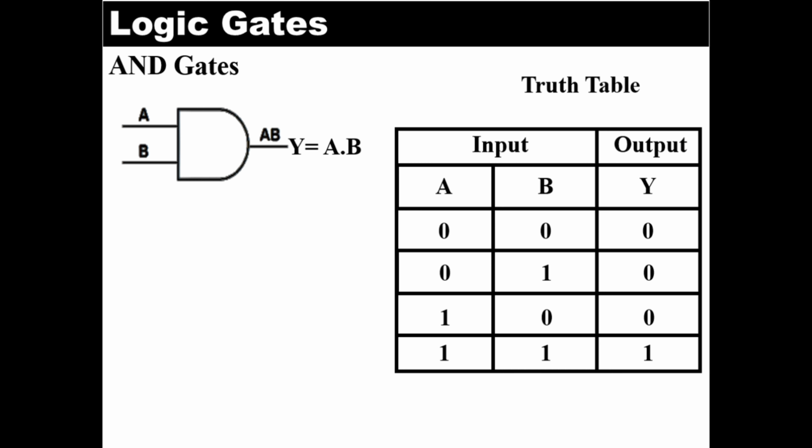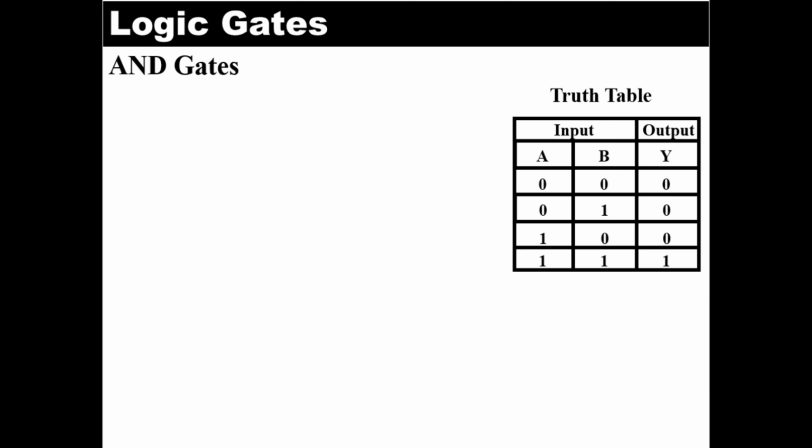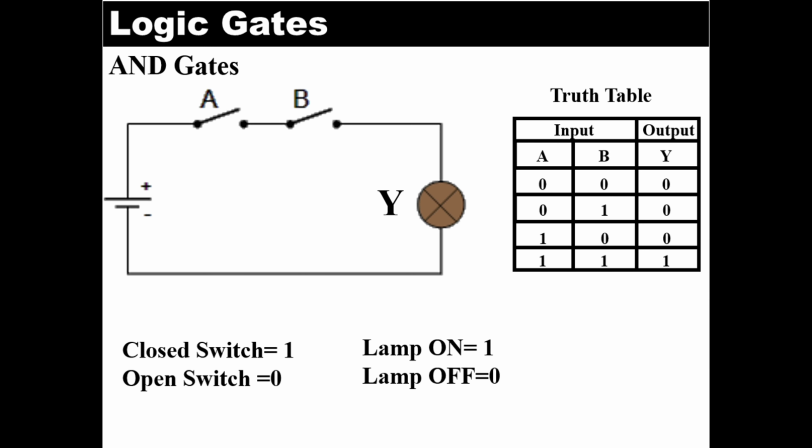To understand it more clearly, let's consider a circuit. This is a circuit where two switches A and B are connected in series with a lamp. The lamp will be considered as the output, that is Y. Now assume that the switches are the inputs of the AND gate and the lamp is the output of the AND gate. When both switches are open, that is low or 0, the lamp will not glow, so the output also remains low or 0.